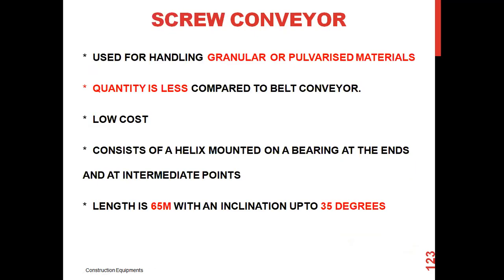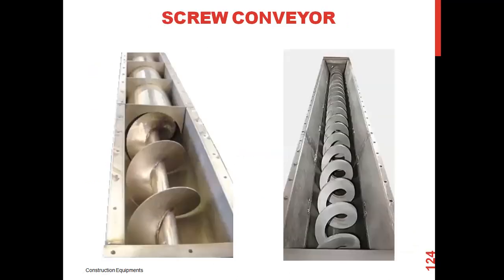The screw conveyors. Here, these are used for handling granular or pulverized materials. Quantity is less compared to belt conveyors. The cost is very low, and they consist of a helix mounted on a bearing at the ends and at intermediate points. The length is 65 meters with an inclination up to 35 degrees. These are screw conveyors. They can transport less material to the destination point, and are mostly used for granular raw materials, which are to be transported from one place to another place within the site.